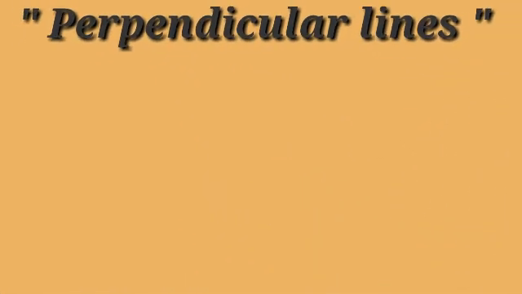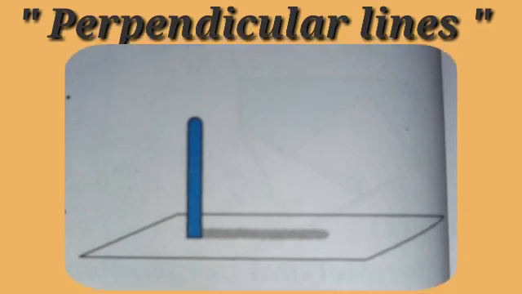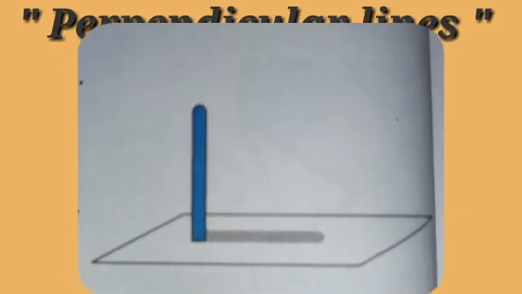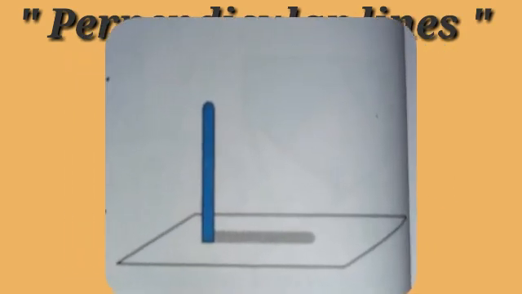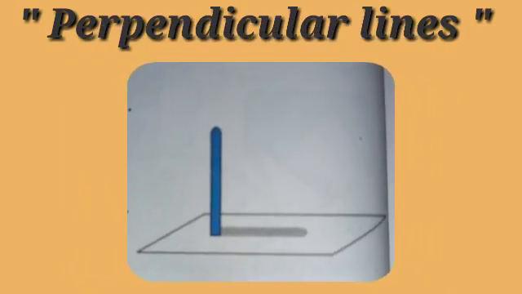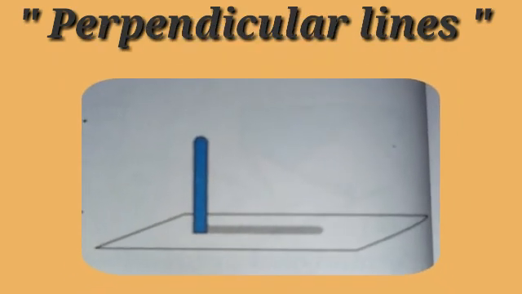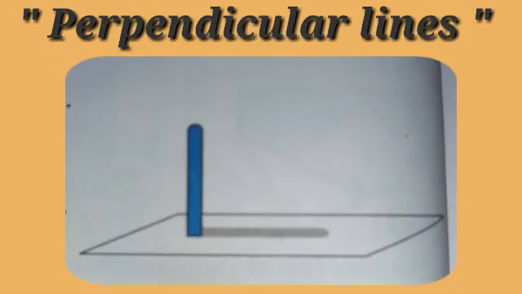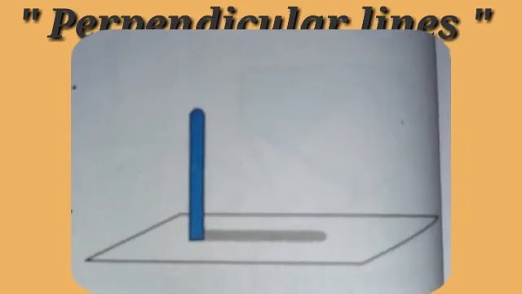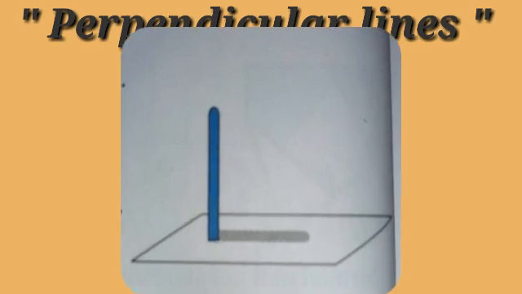Now students, let's see the second important type of lines, that is perpendicular lines. Students, we have seen many objects standing straight on the ground. These objects form a right angle with their shadow. For example, the angle formed by a pole and its shadow on the ground is 90 degrees, or a right angle. So observe the picture given on the screen for clear understanding.